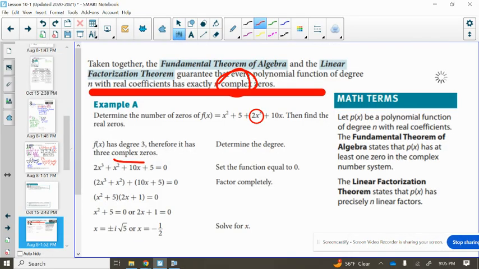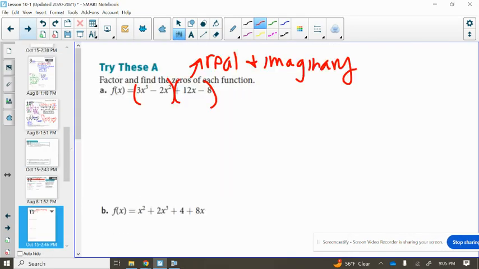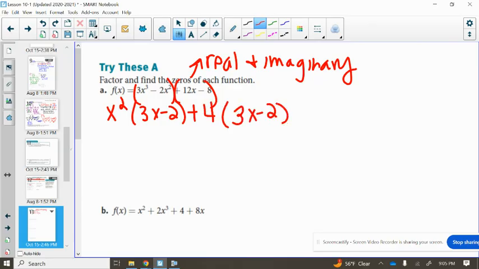So as we start solving on this one, again, we are going to group this up. The first group has a GCF of x squared. We're left with 3x minus 2. The second group has a GCF of 4. We're left with 3x minus 2. And this time our two factors are x squared plus 4 and 3x minus 2.